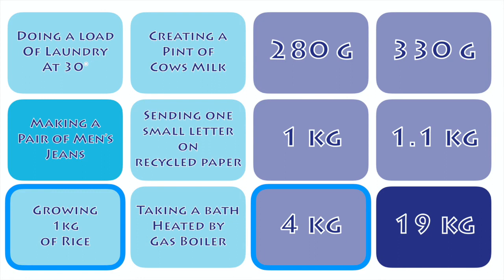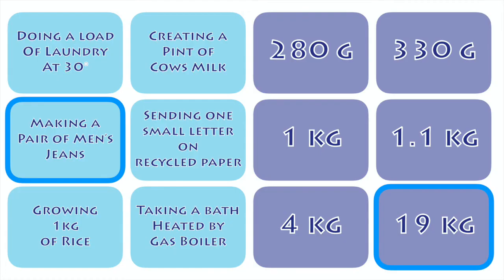Now, we're on to the bigger figures and our final reveal. You'll be pleased to know that the rice comes in at the lower spot, producing around 4 kilograms of carbon to grow a kilogram of it and deliver it to our shelves, which puts making a pair of men's jeans at the top of today's list. How do you feel about these results? Have any of them really shocked you?